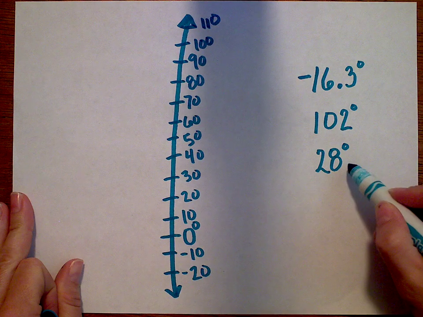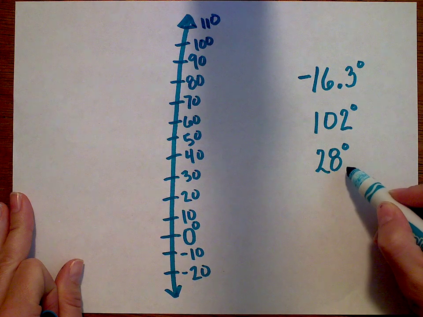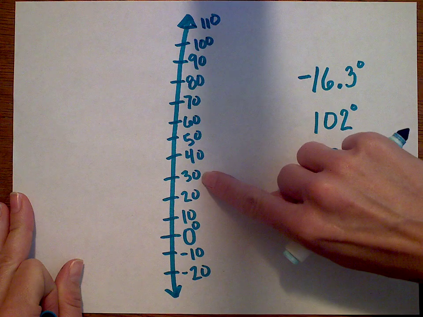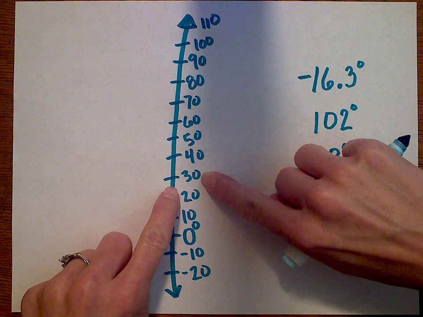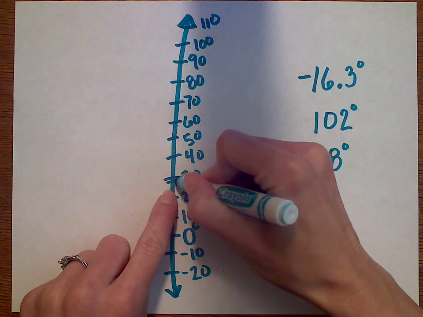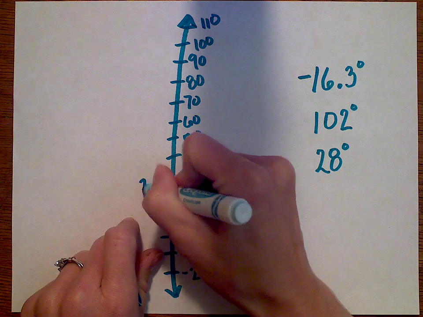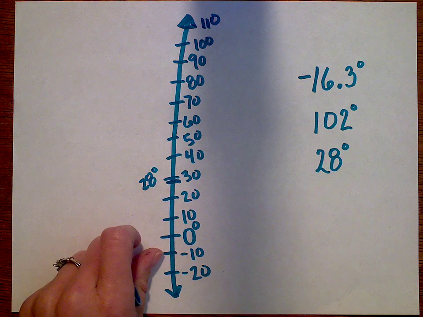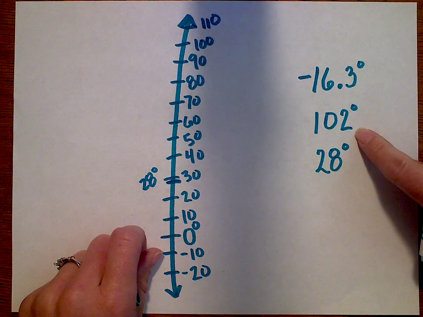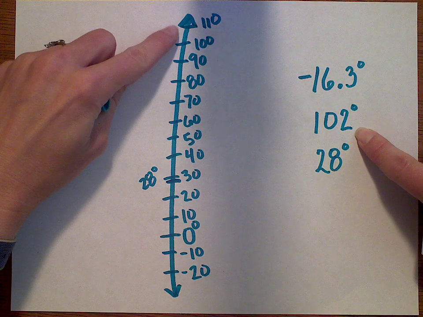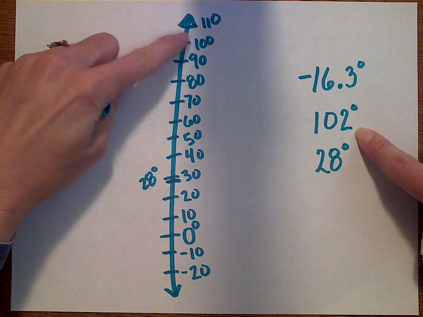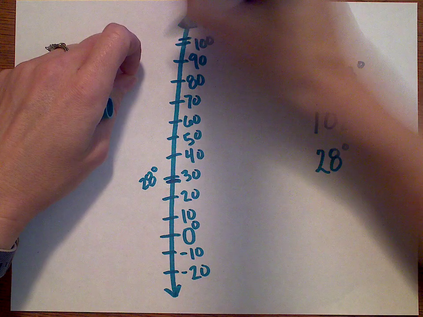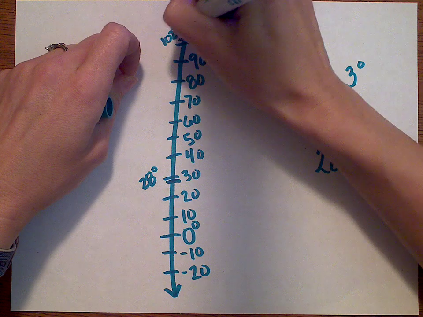So 28 degrees I know is close to 30 degrees. So if I look between 20 and 30, 25 would be directly in the center, so 28 would be a lot closer to 30. I'm going to put 28 about right there. 102 degrees is just slightly over 100 degrees. So here's my 100, here's my 110. 105 would be right in the middle. So 102 would be approximately right there.